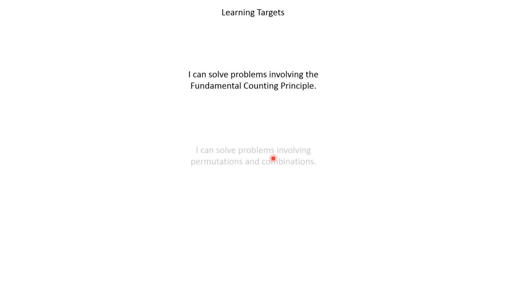Our learning targets for today. I can solve problems involving the fundamental counting principle. Yes, you read that right. We're going to be counting today. And I can solve problems involving permutations and combinations, which should make sense being that the title of the section is permutations and combinations. So let's start out with the fundamental counting principle.